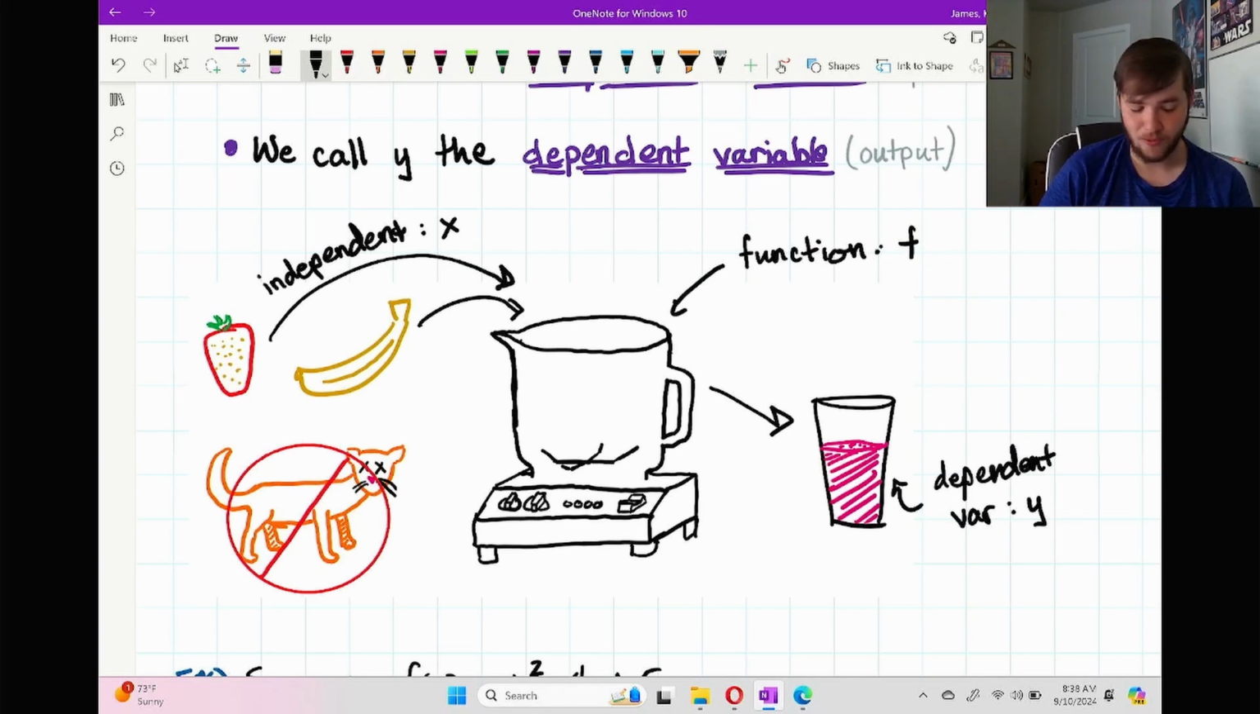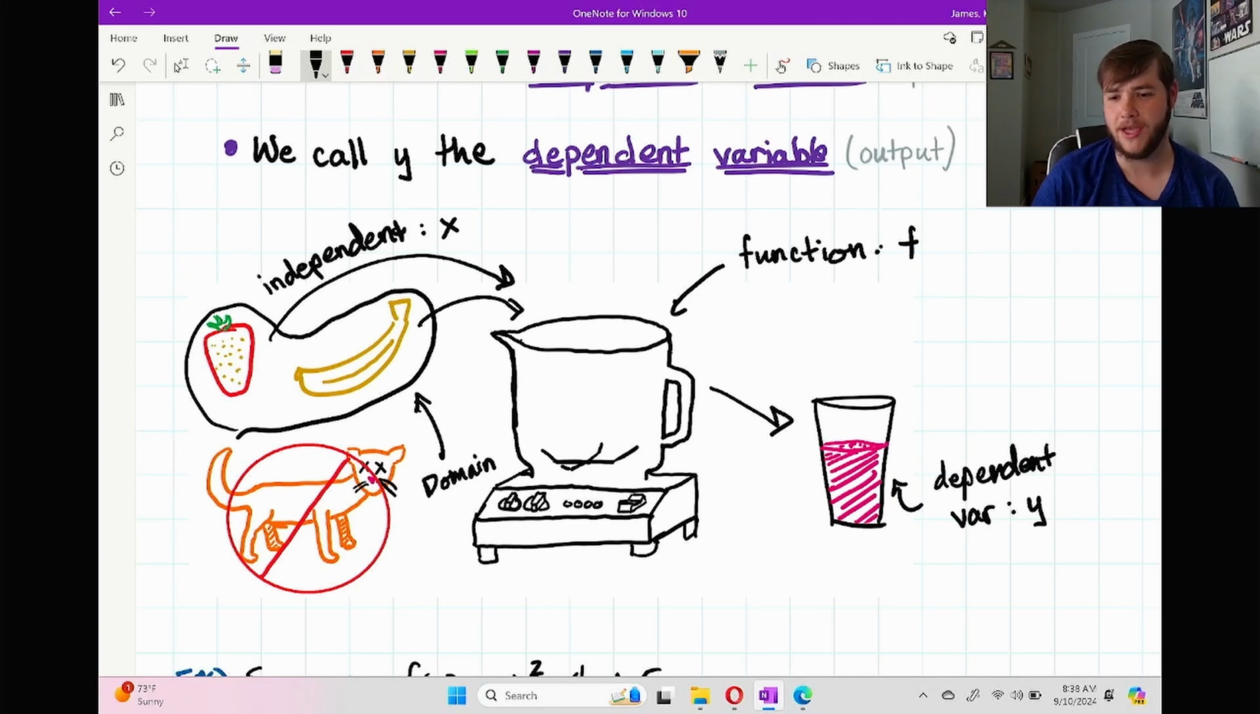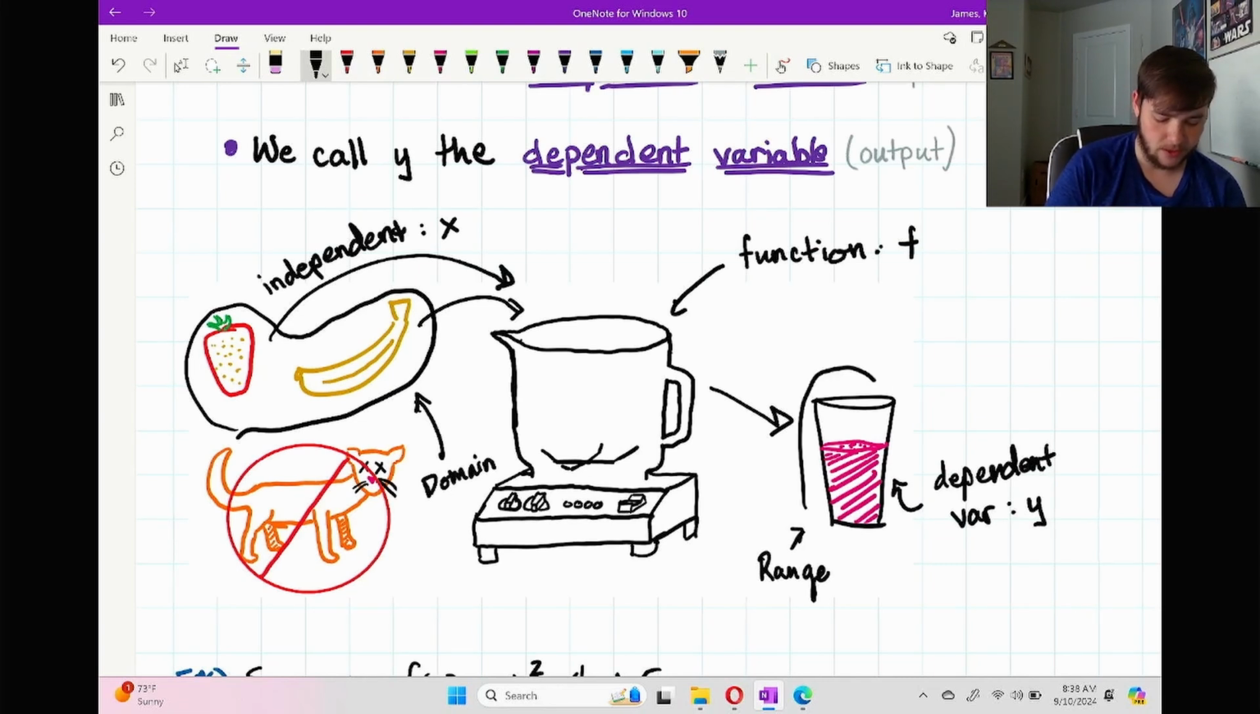So in this analogy, I'm not bringing up blending a cat just because I think it's funny, but because it's part of an analogy that the domain of our functions is important to consider. Here, the domain would be fruits and vegetables or smoothie ingredients, right? So maybe dairy too can go in there. And our range is the types of smoothies that we can produce with the fruits we have. So here we could produce strawberry or banana or strawberry banana smoothies, which sounds wonderful right now.